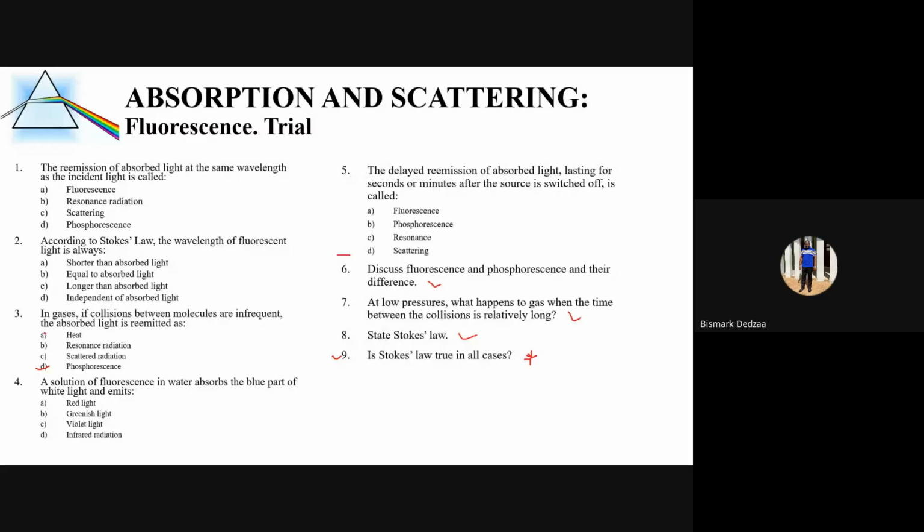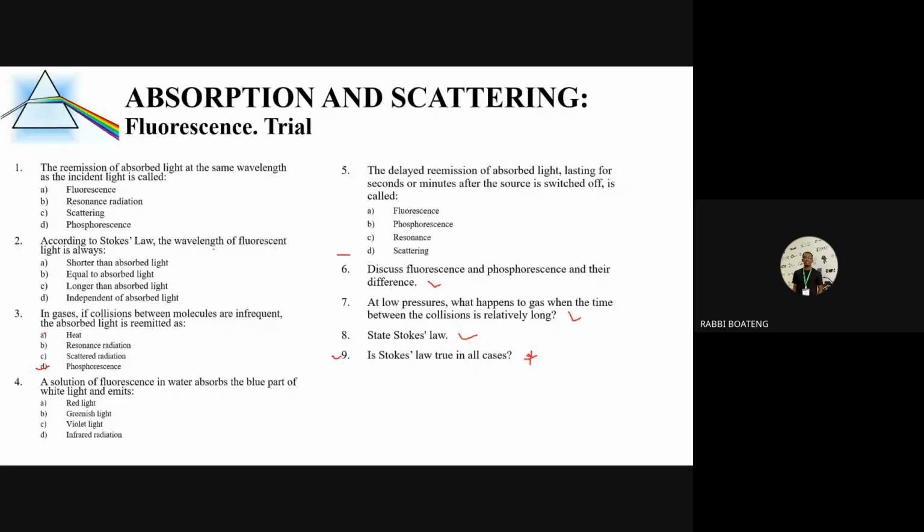When you choose green, that is correct, but when you choose violet, it's wrong because violet has a shorter wavelength than the blue. And even when you choose infrared too, you may be marked correct. So number 5, the delayed re-emission of absorbed light lasting for seconds or minutes after the source is switched off is called? This is simple. Phosphorescence. Okay.